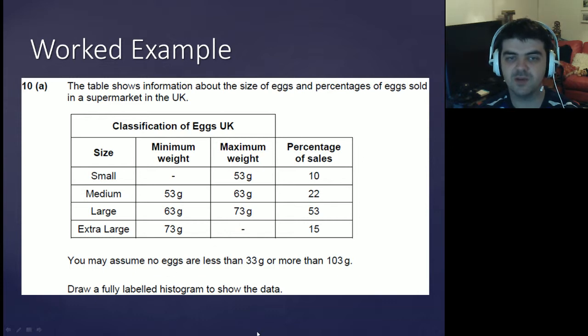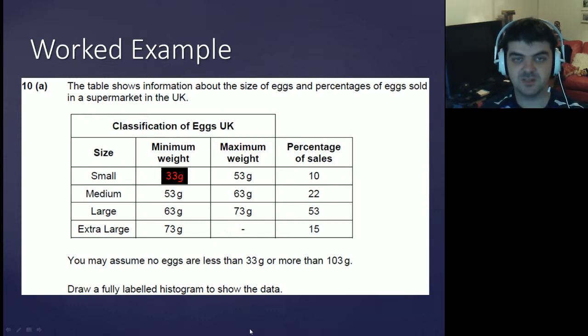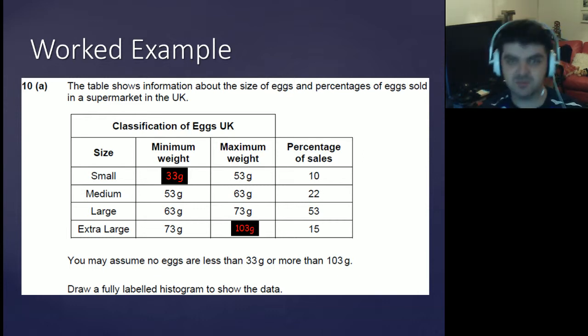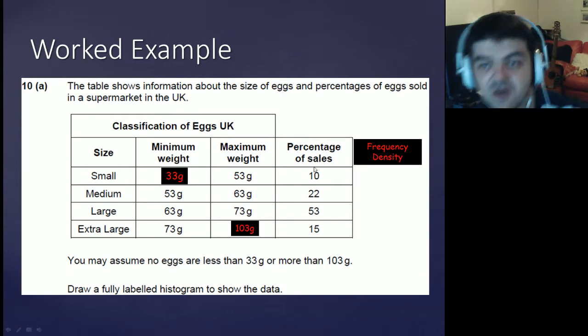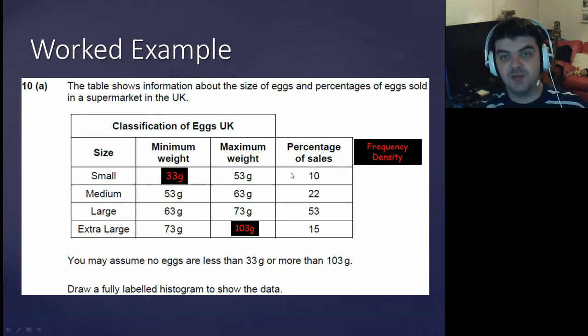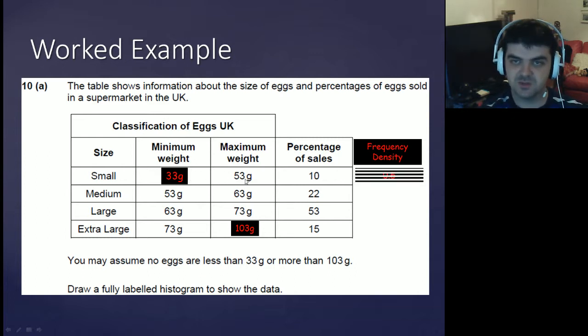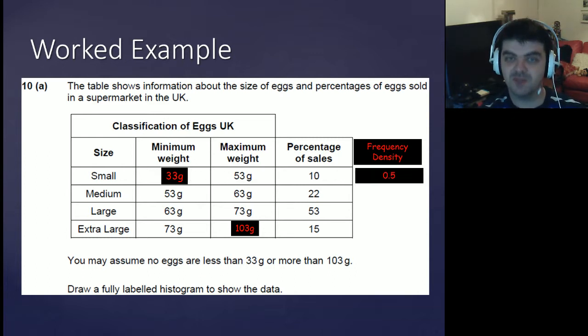We have to draw a fully labelled histogram to show the data. So the first thing we should do is put in that the smallest size that can be is 33 and the biggest size that can be is 103. And this will let us work out our class intervals. So our frequency density when calculating it, remember, is our frequency, which in this case is 10, divided by our class interval, which is 53, take away 33, which is 20. So it's 10 over 20, which is 0.5.